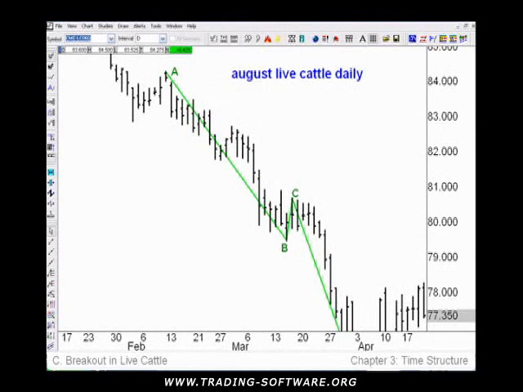So again, this is one tool that I've developed that you can definitely use in conjunction with other price analysis, as we'll see.